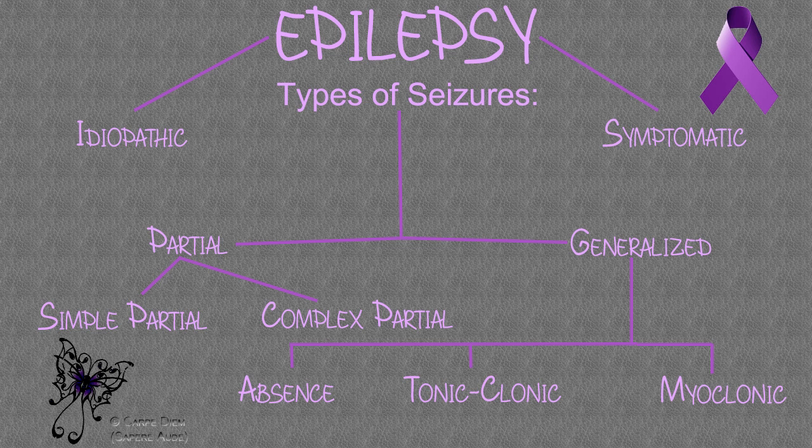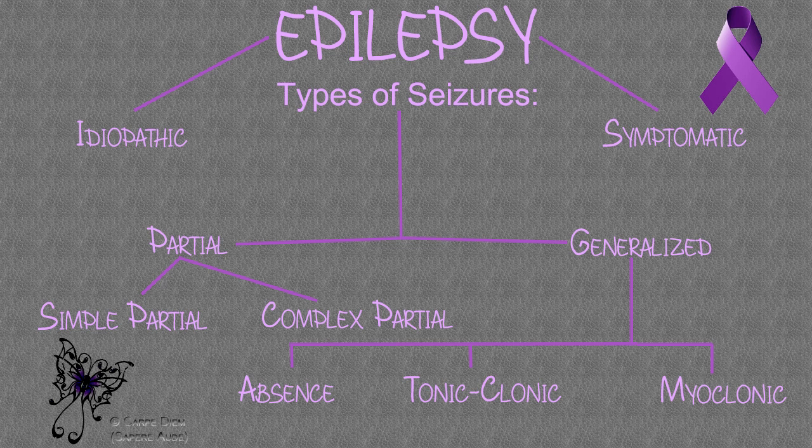Moving on to partial seizures. A simple partial seizure. People who suffer from these seizures are usually fully awake, alert, and able to interact throughout the seizure. Overall, these seizures are brief and last less than 2 minutes.